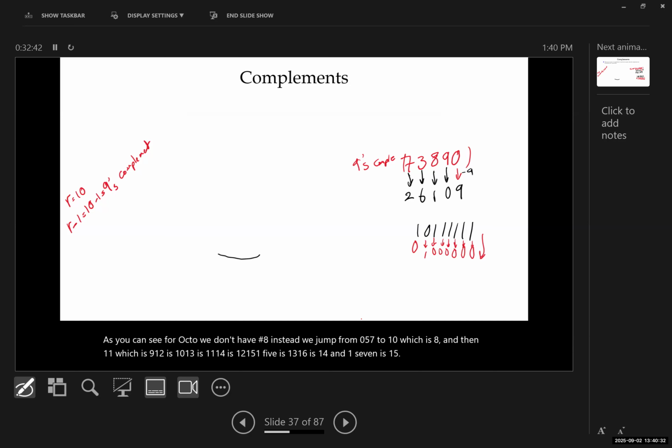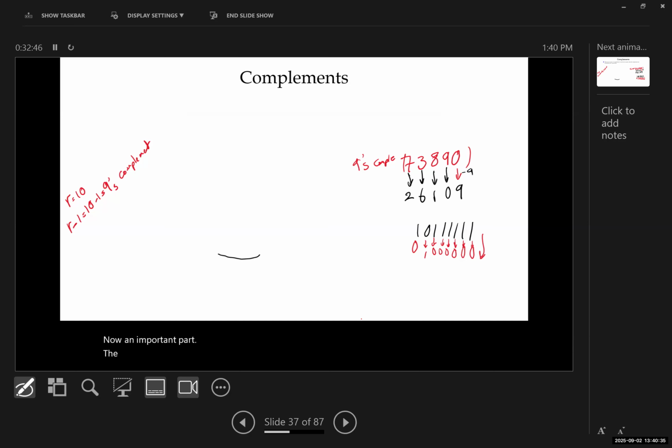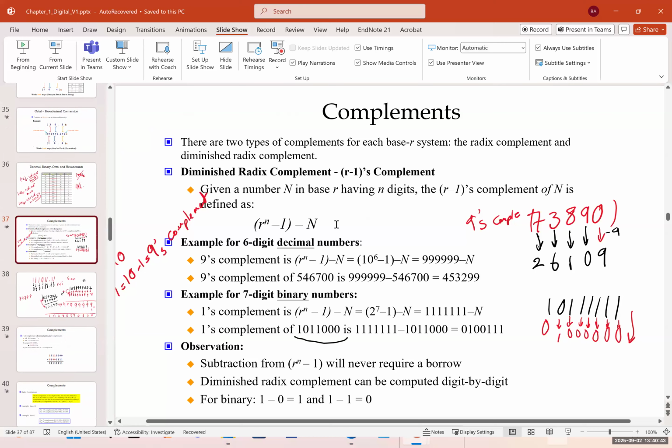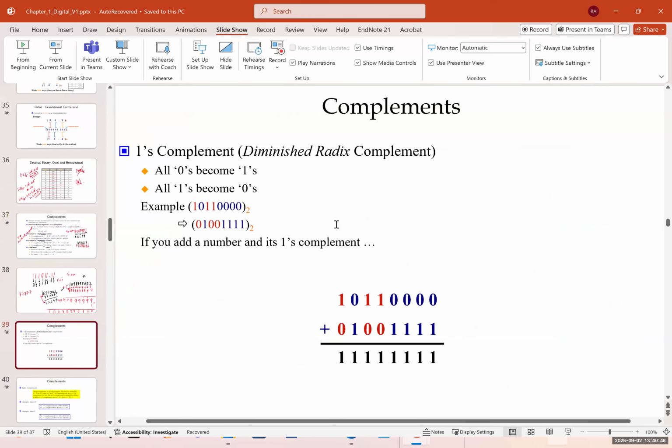Now, the next important part is complements. So the way that a computer does subtraction is actually through addition. And it may seem a little complicated at first, but it's a very, I can say, genius way, a very smart way to do addition and subtraction using one device. You can do both. And I'll explain to you how we do it.